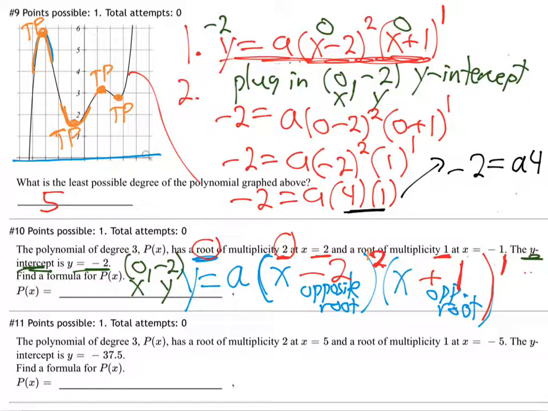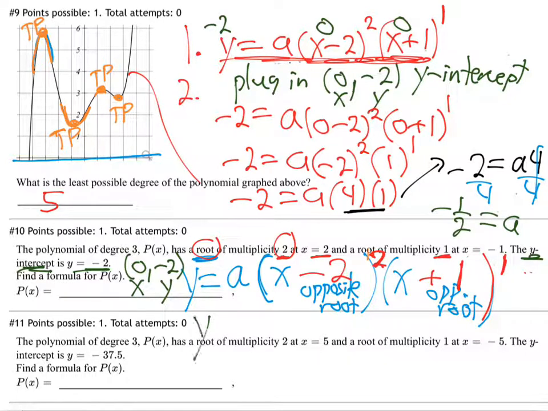How do you finish getting a alone? We're trying to solve for a. Divide, because that 4 is multiplied by a, and the opposite of multiplying is dividing. Divide by 4. So a must be minus 2/4, but we reduce all fractions. So it's negative 1/2. Yes, a is negative 1/2.